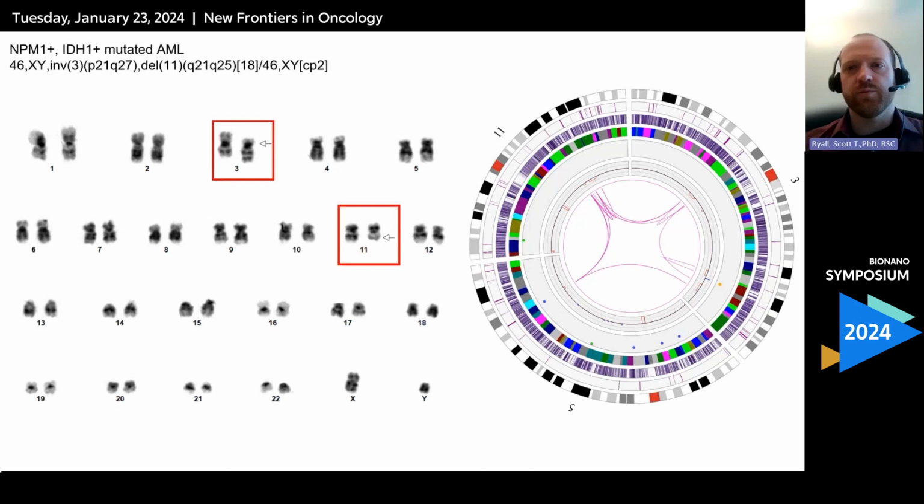So we're really going to have to take into appreciation what we mean by complex, especially when we're using these techniques that are able to refine all of these nuanced changes that we may not be able to see with our eyes on a standard karyotype.